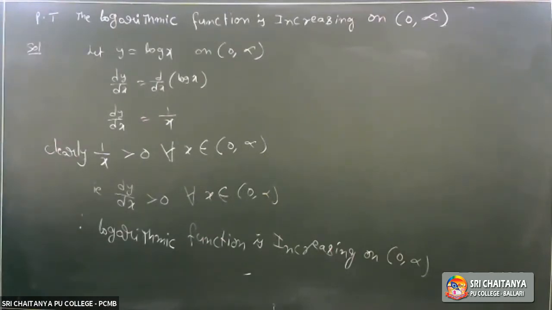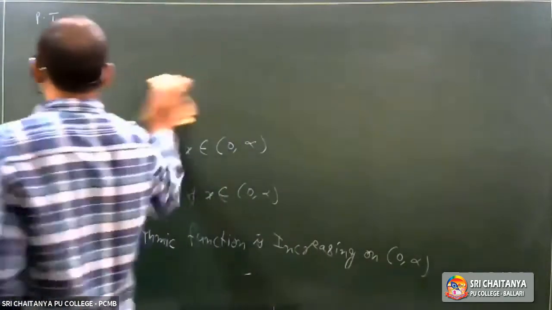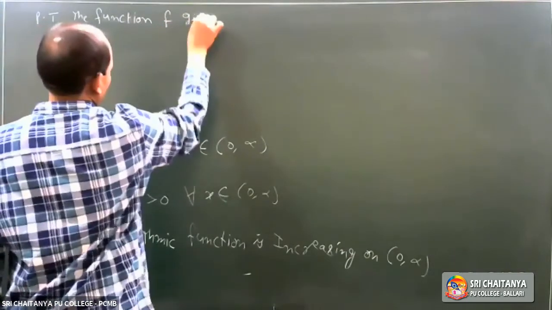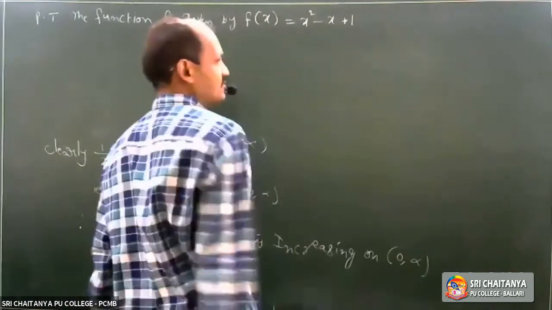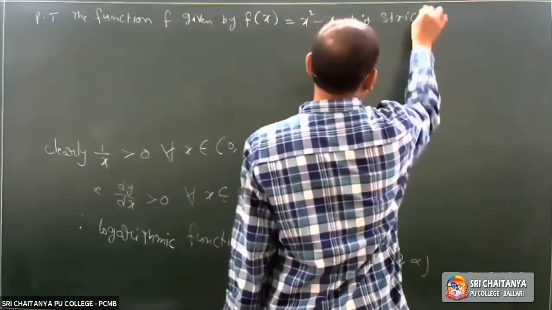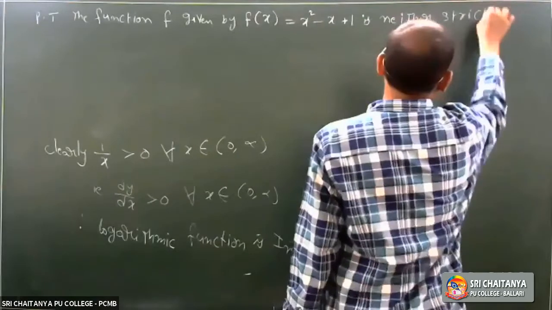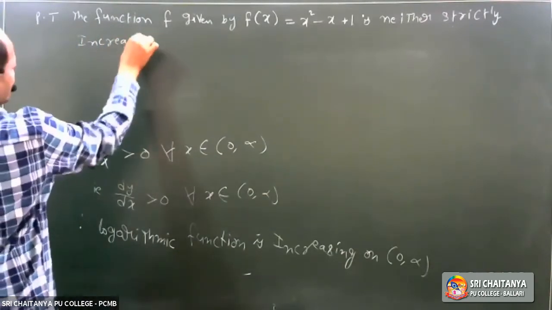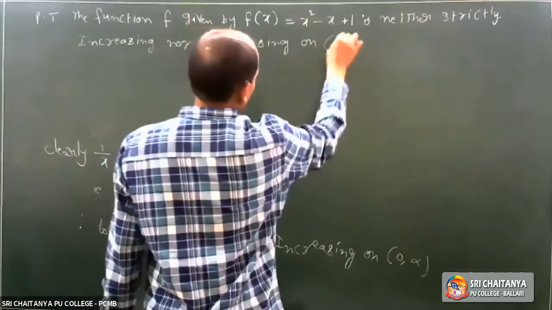Right, the next one. Prove that the function f given by f of x is equal to x square minus x plus 1 is neither steadily increasing nor decreasing on -1 to 1.